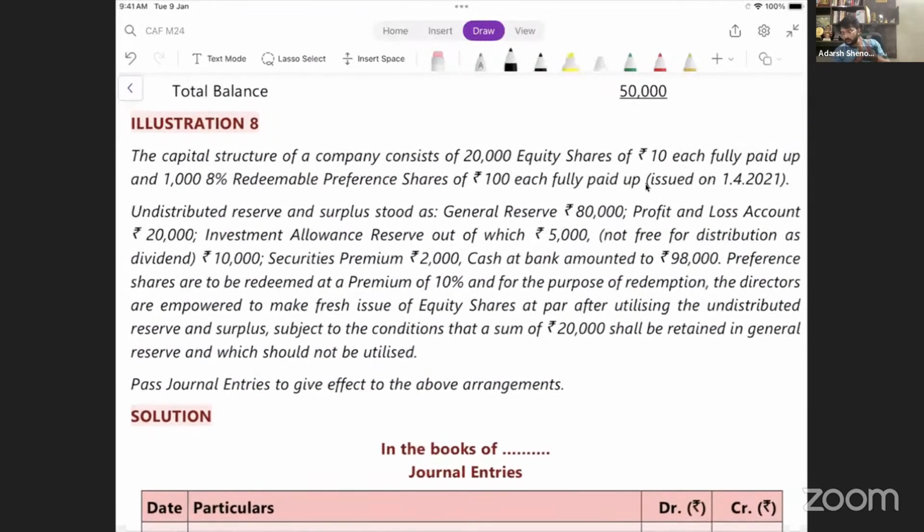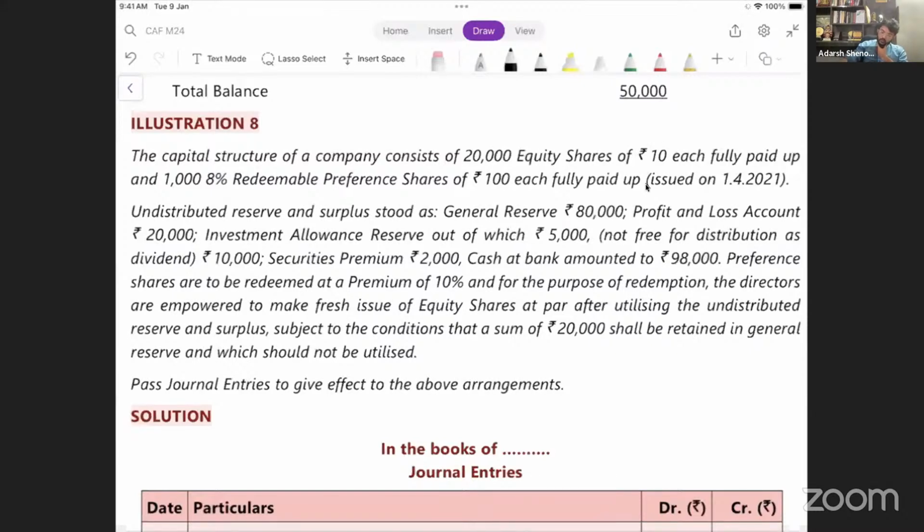Fine. We read the question once, but we read it very blindly the first time. Now let's reread the question and understand what is happening. First, see how many preference shares are there. There's a redemption of preference shares, so let's directly look at how many preference shares are outstanding. There are 1,000 preference shares. Each preference share is of 100. So a total of 1 lakh of preference shares are due for redemption.